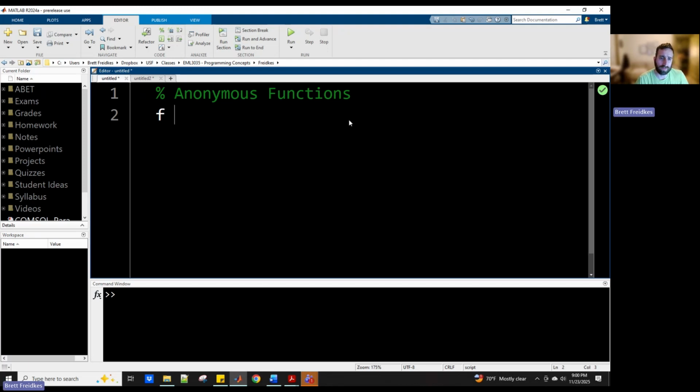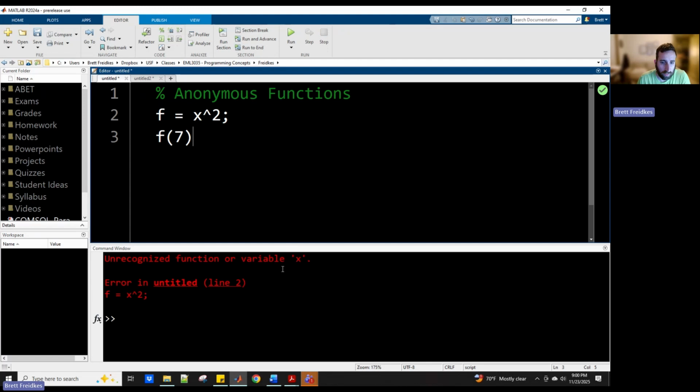And let me give you an example. Let's say I tell you that f is equal to x squared, and then I say, what is f of 7? Ideally, if I say f of 7, that means go plug the 7 in for x and output 7 squared. However, there's a few issues with this. First off, if we try to run this, we will see that x is not defined. So MATLAB does not know what x is. It thinks you're creating this and assigning it to a variable called f. That doesn't work.